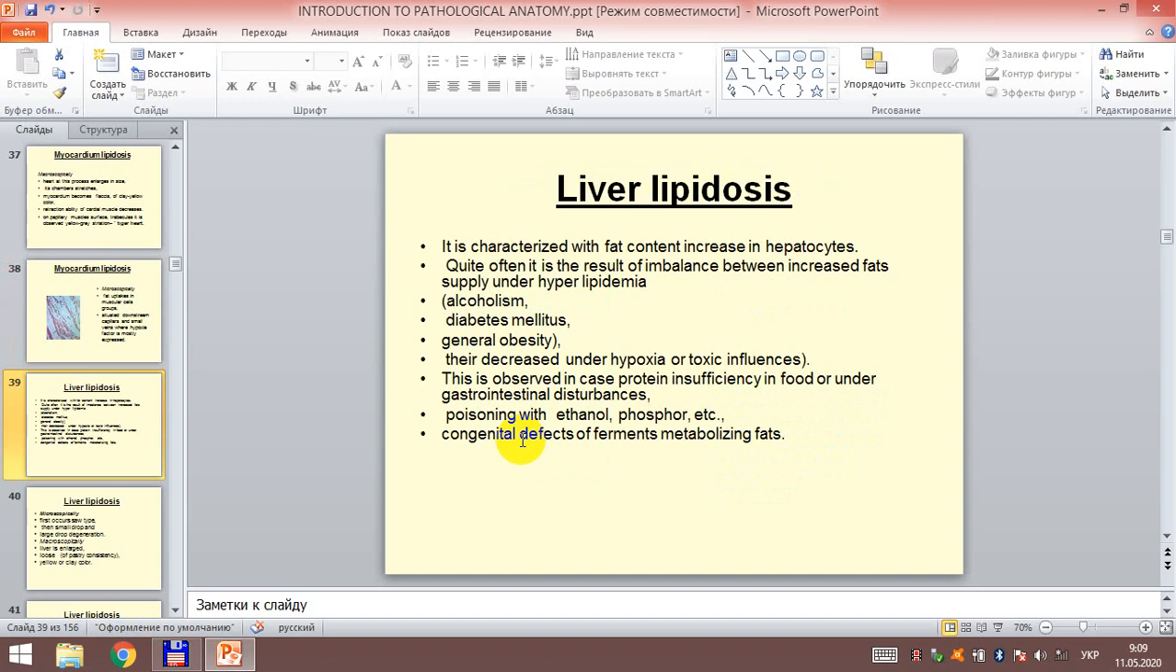Liver lipidosis is characterized by increased fat content in hepatocytes. Quite often it is a result of imbalance between increased fat supply and hyperlipidemia: alcoholism, diabetes mellitus, general obesity, or decreased fat utilization under hypoxia or toxic influences. It is observed with protein insufficiency in food or gastrointestinal disturbance, poisoning with ethanol, phosphorus, etc., and congenital defects of enzymes metabolizing fats.